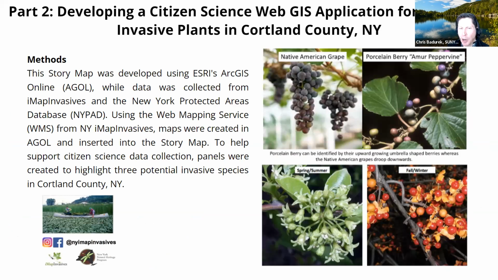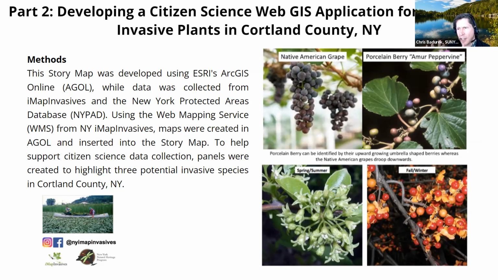Okay, so part two here, my other project. This is pretty similar. This was done with the New York State Natural Heritage Program and New York State Department of Environmental Conservation. The idea here is that there is a web mapping tool for the public to use. It's an app that people can put on their phone, and it's called iMap Invasives. And people can go and collect data and put it up real time as they see fit.